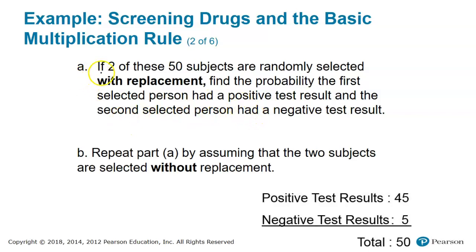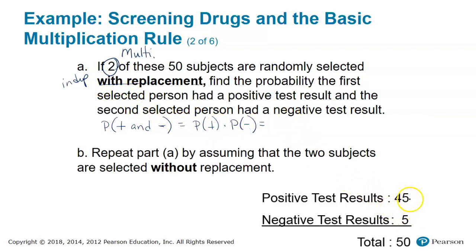So a couple things are going on here. We've got 2 people being selected, and so that's going to tell me that I'm going to have to use the multiplication rule. And with replacement tells me that this is independent. So I need to find the probability of a positive test result and then a negative test result. So because they're independent, I just need the probability of a positive times the probability of a negative.